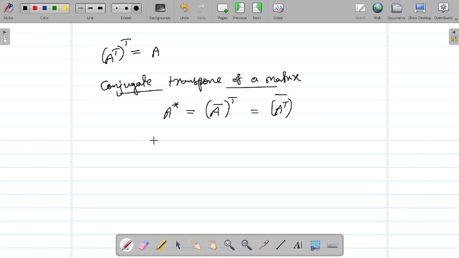And here similarly you can prove that (AB) whole conjugate transpose will be the same as B conjugate transpose into A conjugate transpose. Okay, so you can see the similar proof. The only change will be that you'll have conjugates here. There they are real numbers, so even if you take the conjugate of it, you'll again get the same thing.